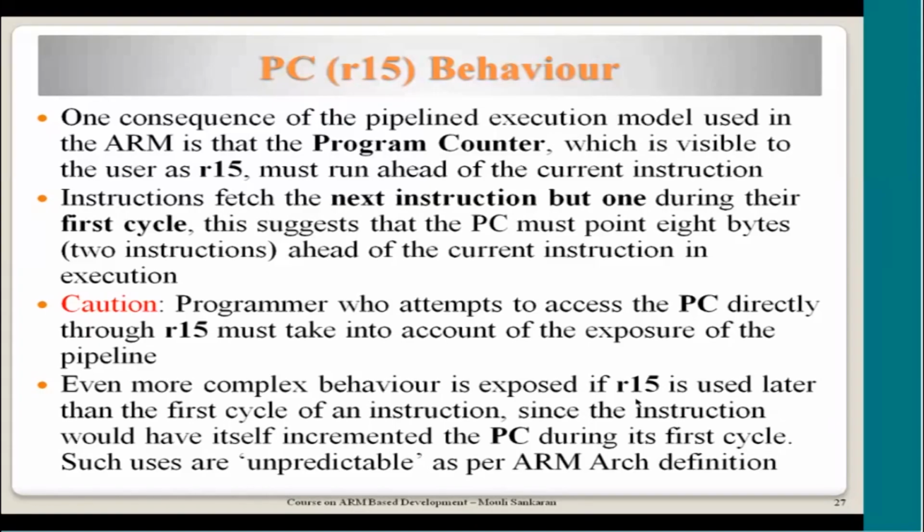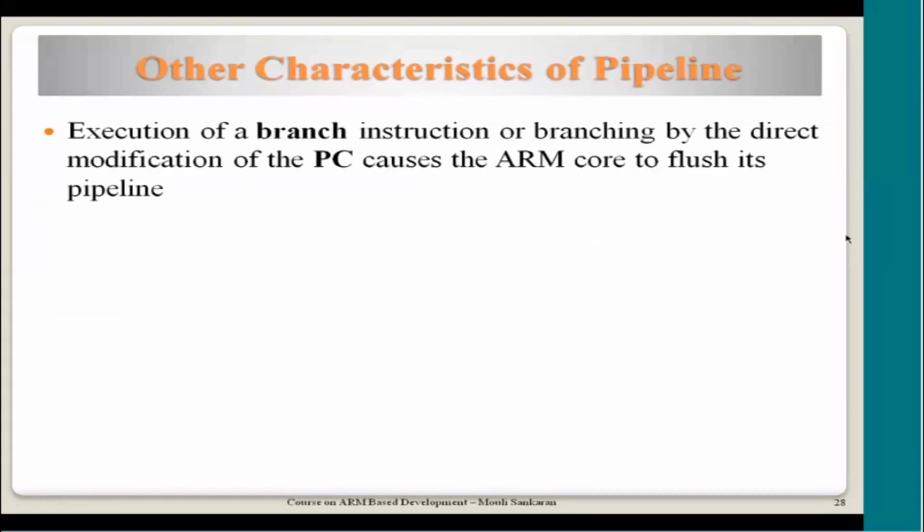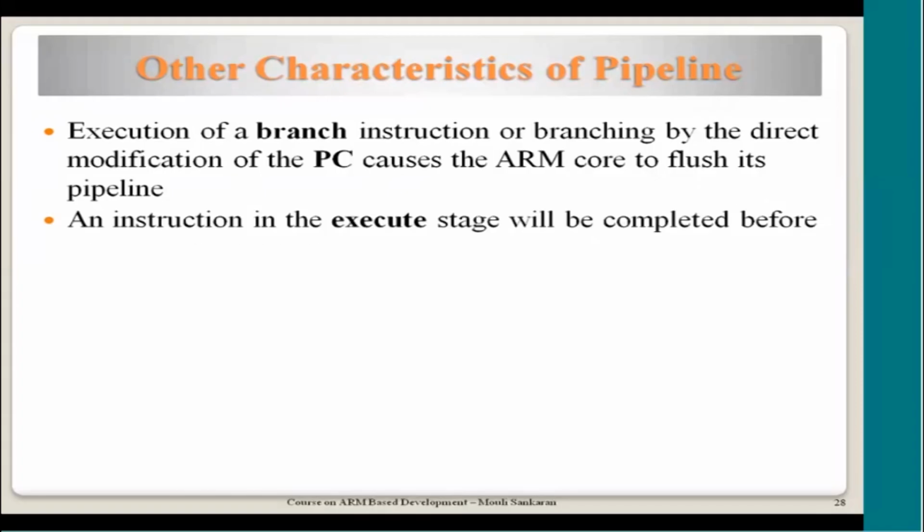It depends on the programmer what instruction and what operation the programmer has performed on R15, because R15 is also part of the general purpose registers which can be used as one of the operands for any of the data processing instructions. So it is completely dependent on the instruction being executed. That's why ARM says that it is unpredictable. Other characteristics of the pipeline: a branch instruction, or branching by direct modification of the PC, causes the ARM core to flush the pipeline, as I mentioned to you.